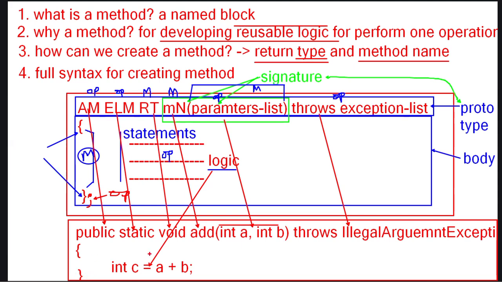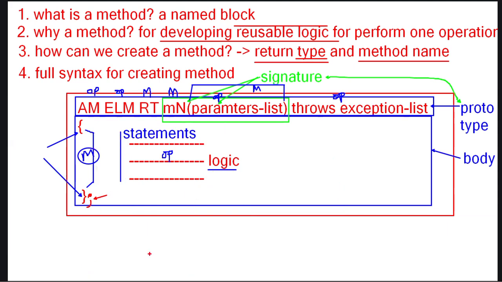Okay. And if I want to take only the mandatory parts, what are they? Return type, method name, parenthesis, body. These are the mandatory ones. Sir, I want to remove this body also. Is it possible? Possible, you can remove the body also.